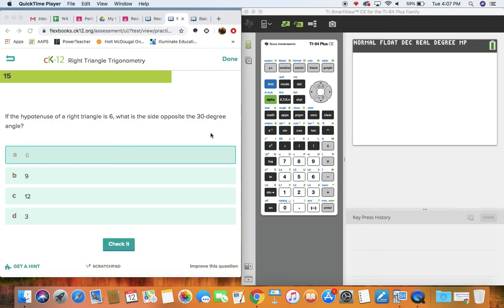Just wanted to go through a problem with you to get started. So this is from earlier in the week. If you were still stumped on the right triangle trigonometry stuff, let's go through one of these problems here. So let's look at this. If the hypotenuse of a right triangle is 6, what is the side opposite the 30-degree angle?